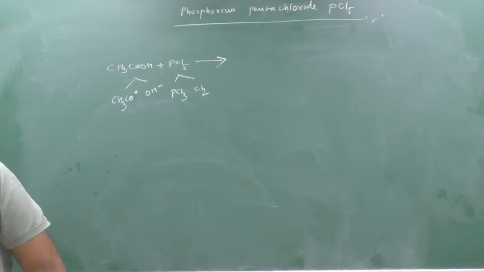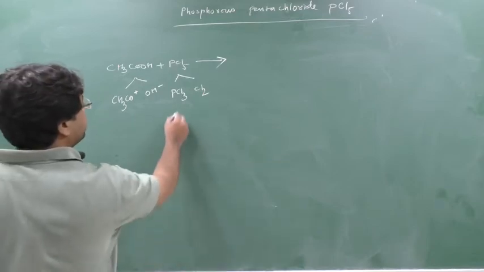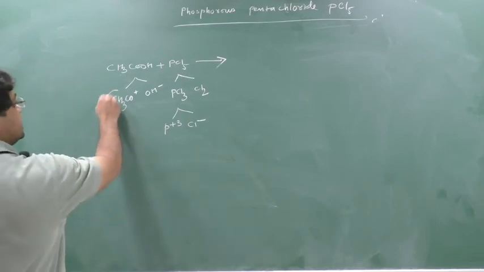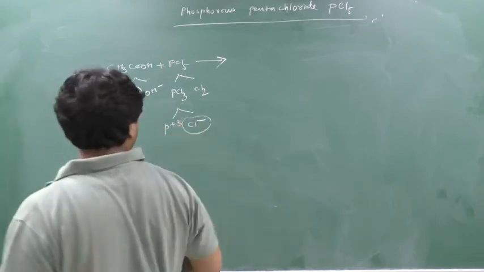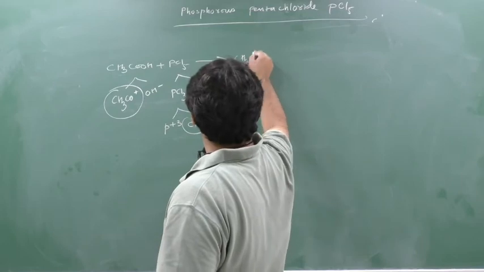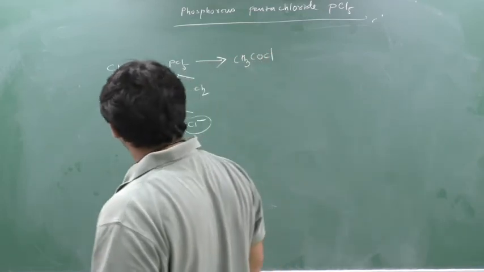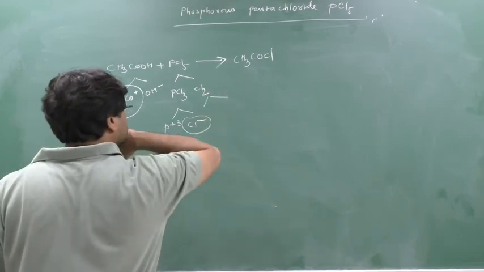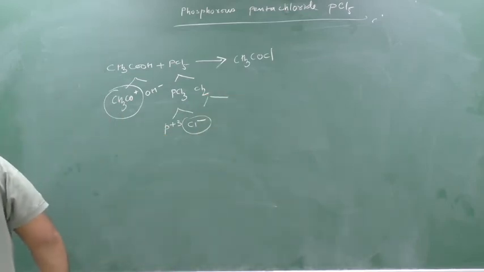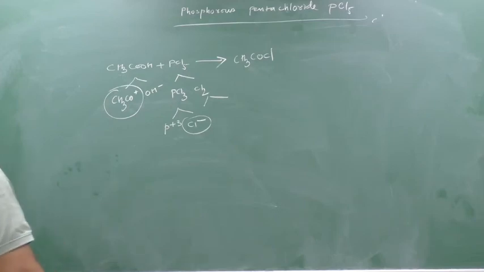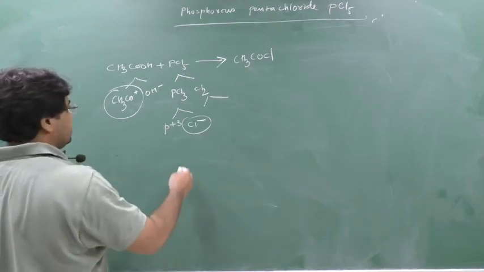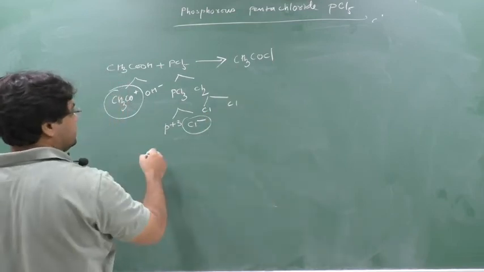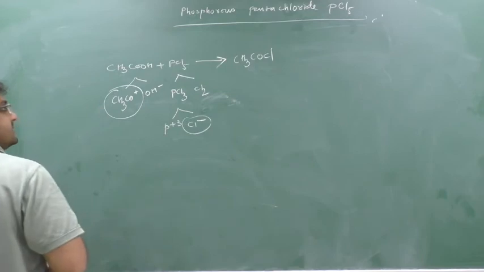Or you have to remember here. See how to remember: here P plus 3 and Cl minus. So this CH3CO plus and Cl minus will form what? CH3COCl. Clear? And from here also this Cl will break, or you can directly remember the reaction, Cl and Cl here. So here just remember the answer.